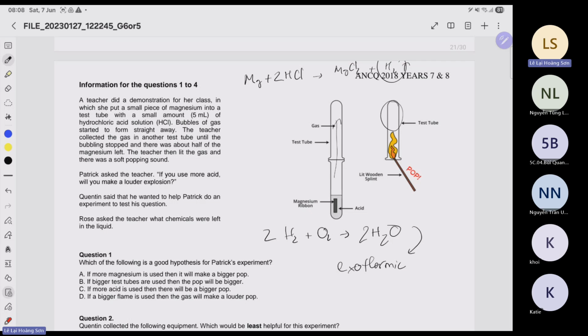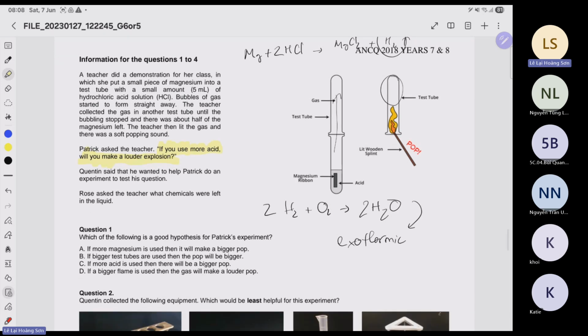All right, for question number one, okay, we have this. HCl bubbles. The teacher collects the gas in a tube, a small piece into a test tube with a small amount of hydrochloric acid, the purpose of the gas being to collect the gas in the tube. If you use more acid, will it make a louder explosion? Okay, so this is the question that we have.